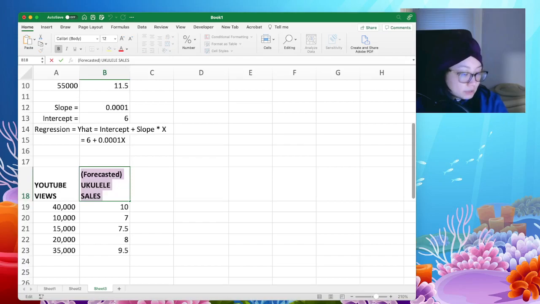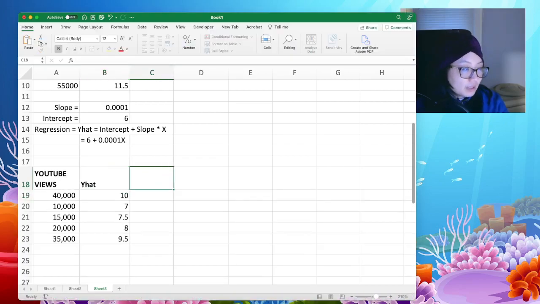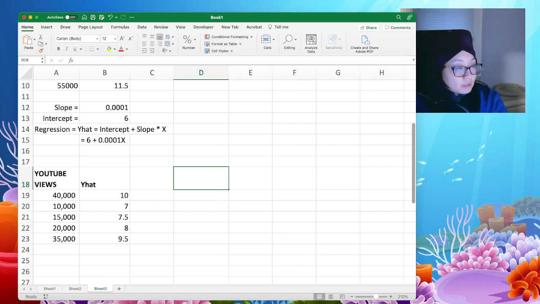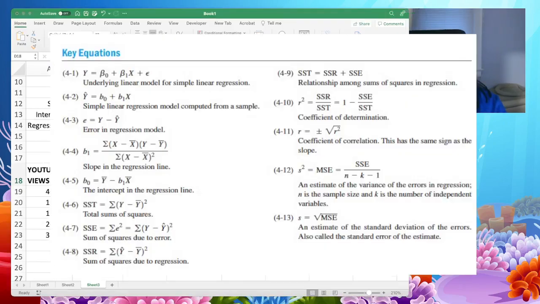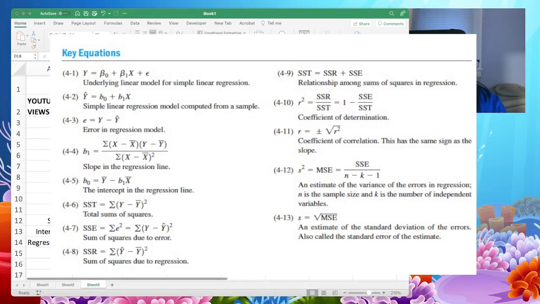And I think what I'm just going to do is write y hat so that we have it as something to reference. All right, so now what we're able to do is look at the fit of this model to the sample data.